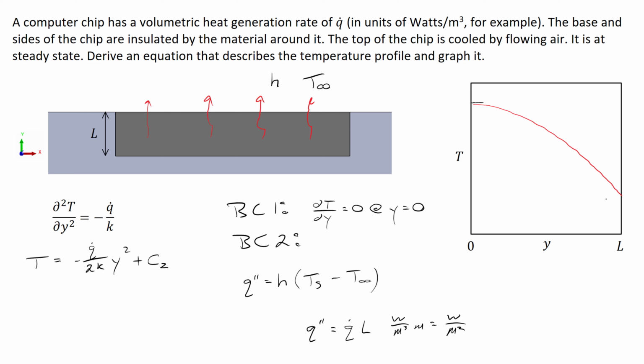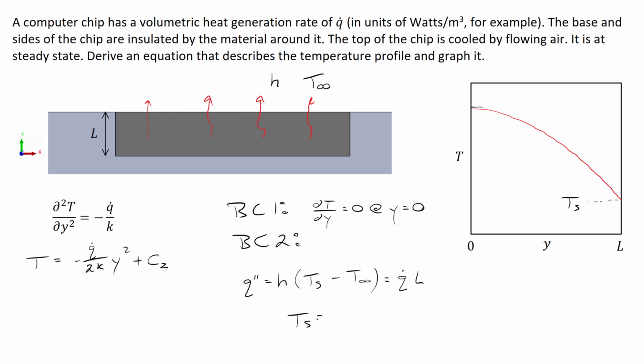And on the graph, when we define the surface temperature, it's valid at Y equals L. But one of the problems is that we don't know what the surface temperature of the chip is. We're going to have to solve for Ts somehow. To do that, let's equate the two equations for flux. Now that allows us to solve for the temperature at the surface of the chip. So Ts is equal to Q dot times L divided by the heat transfer coefficient H, plus T infinity.